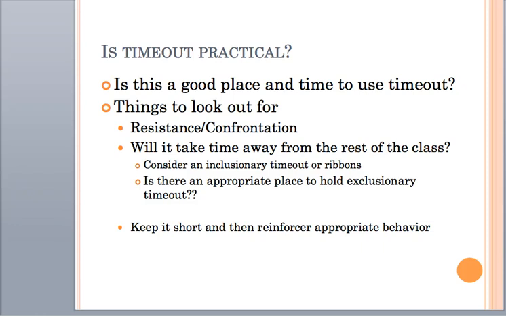Remember to keep it short and then to reinforce appropriate behavior immediately. So you have to not let your emotions get in the way. When the individual comes back from timeout and integrates back into the group, you need to not hold a grudge, as they say. You need to be emotionally distant from that situation and be ready and willing to provide reinforcement for appropriate behavior immediately.